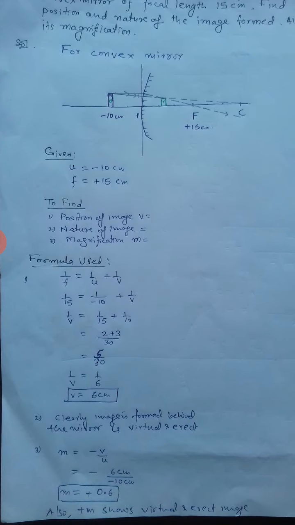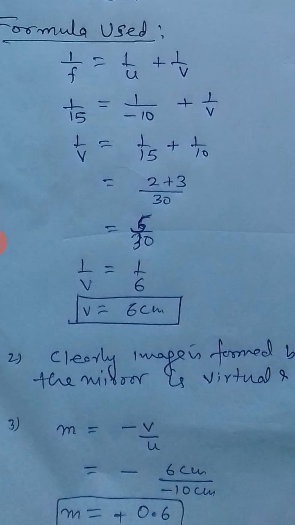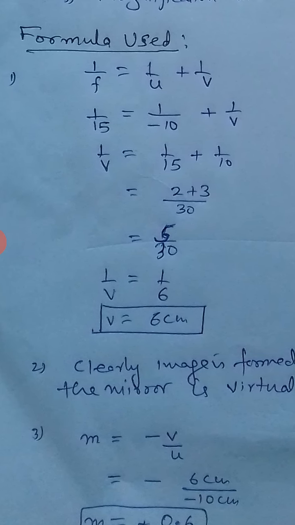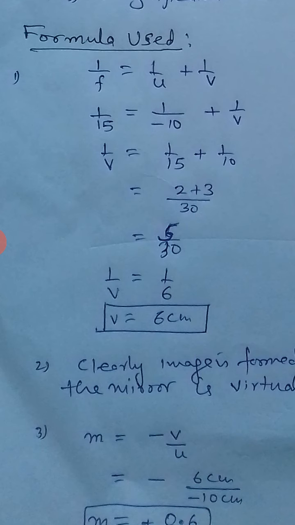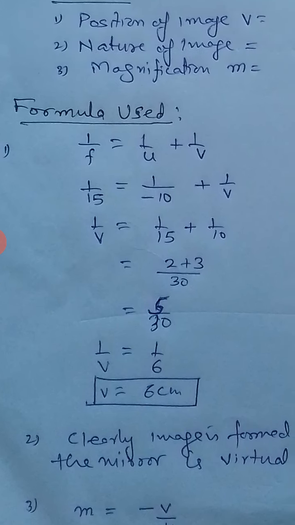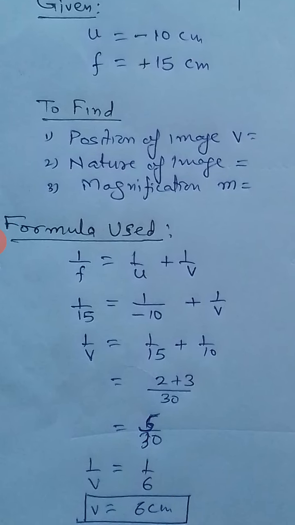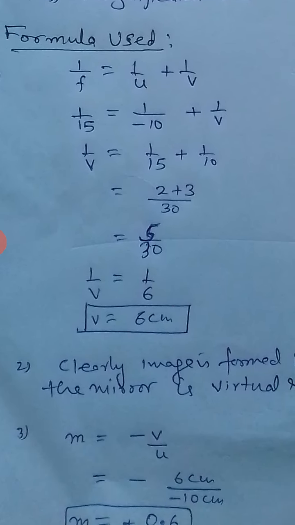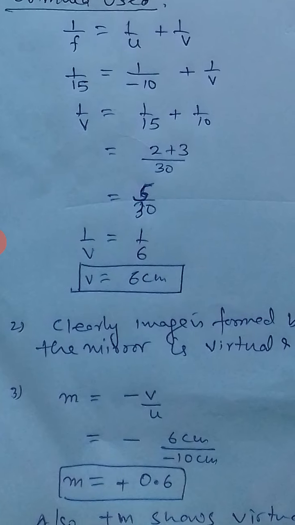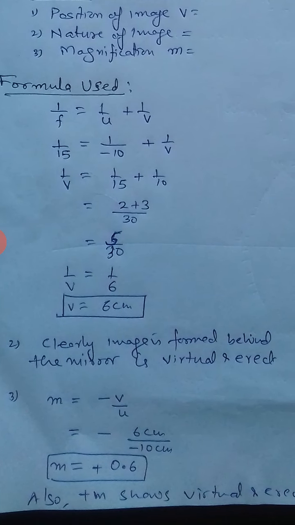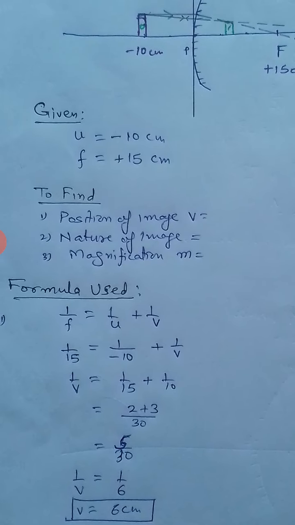Let's see, the formula used will be the mirror formula: 1 by f is equal to 1 by u plus 1 by v. So here you put the values, whatever is known to you, given, and to find you will put here. As you are solving linear equations in mathematics, for the unknown you get v as 6 centimeter. You will write the answer in a box, every variable whatever you are getting in numericals. So the first part is over, the position of the image.